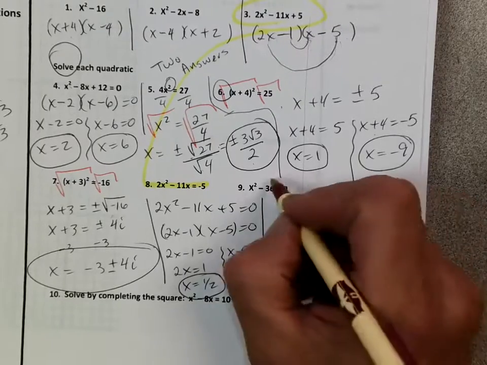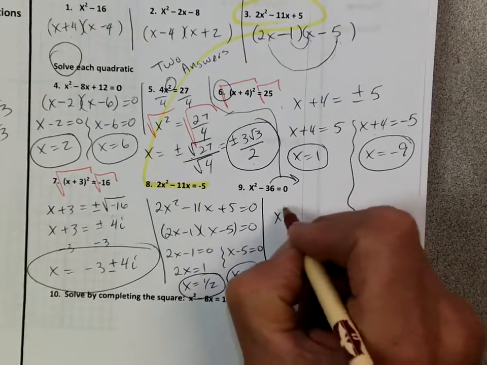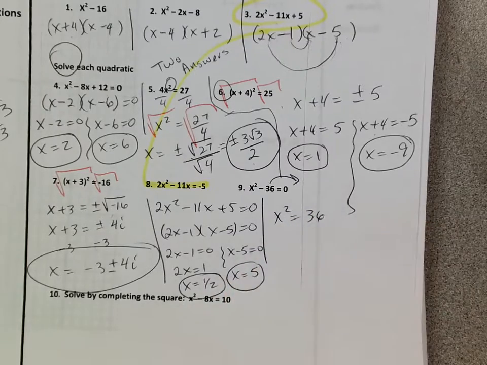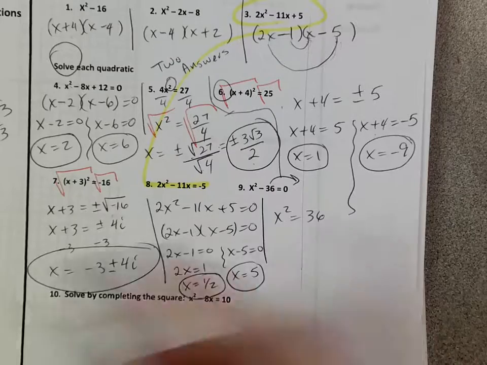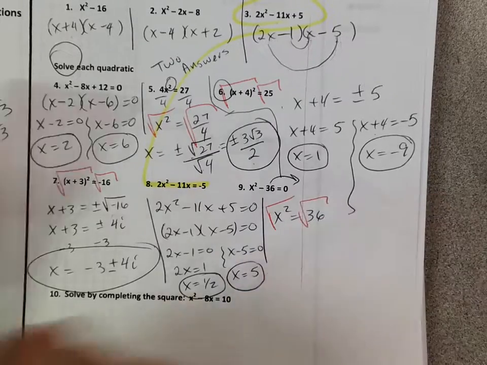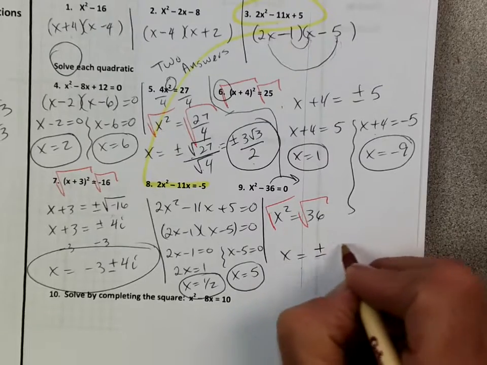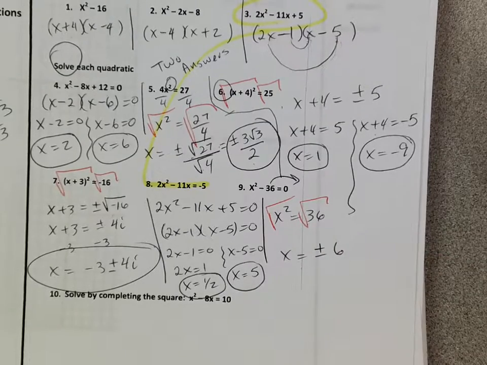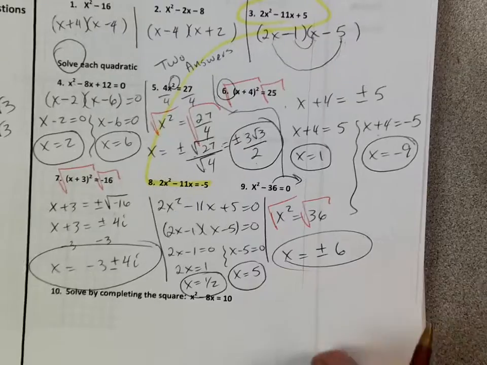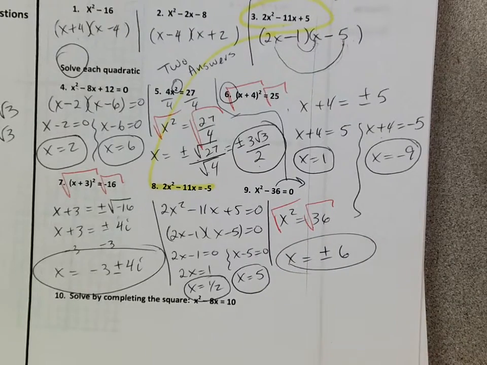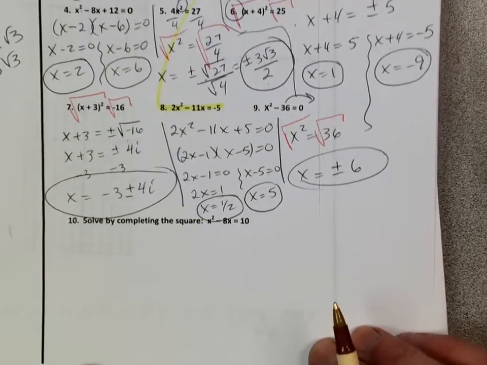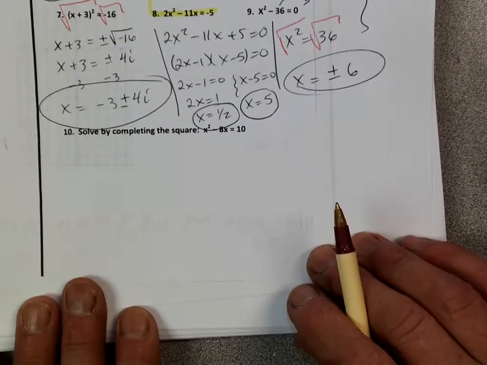Solve. So bring over 36. How does it sound? X squared equals 36, right? What am I going to do next? Square root it. How many answers? So I'm going to have x equals plus or minus 6, right? So there are two answers, positive 6 and a negative 6. How am I doing? You guys ever see it?